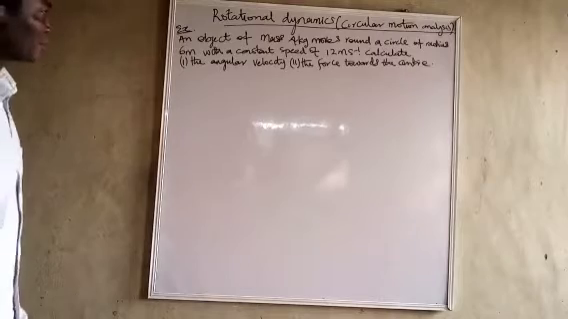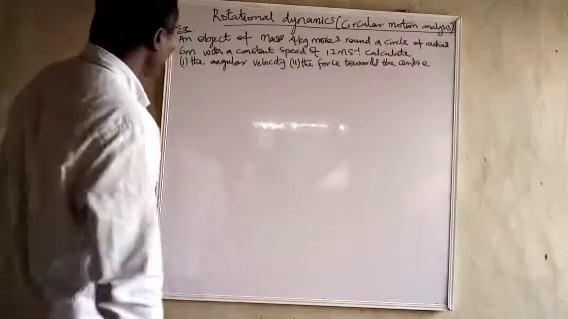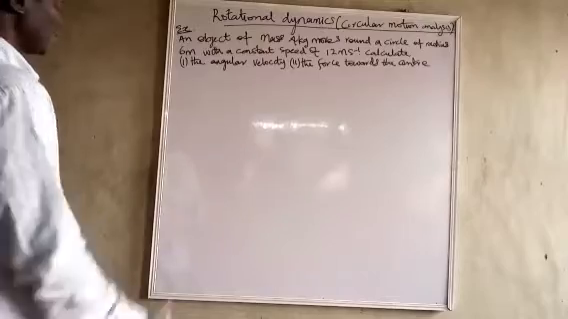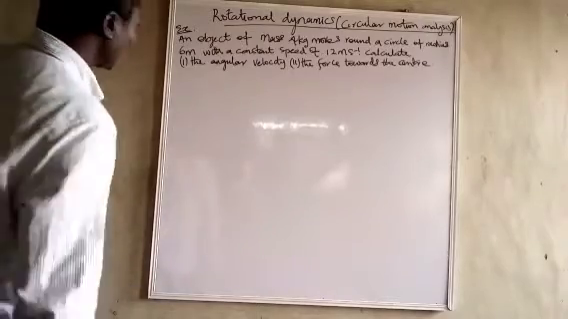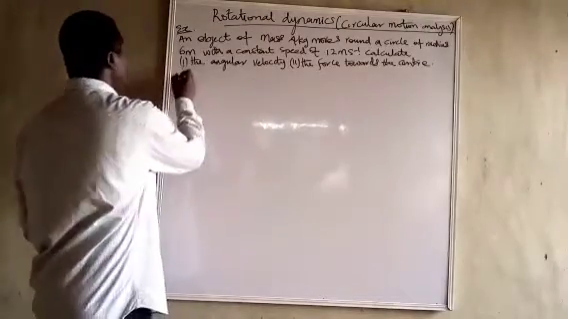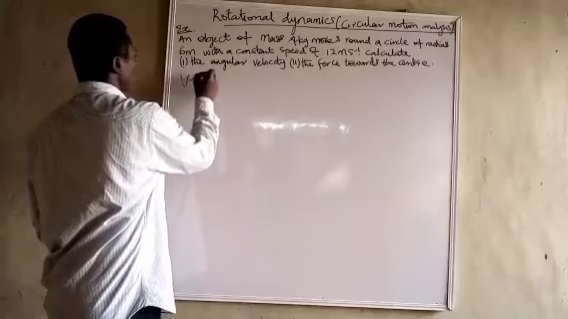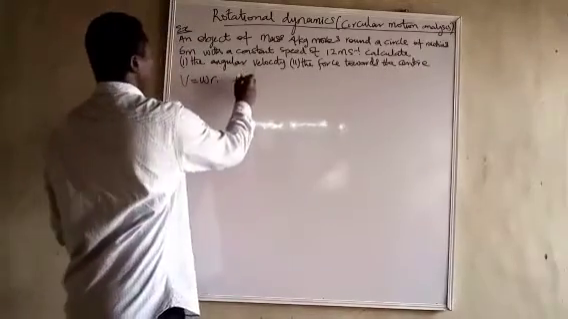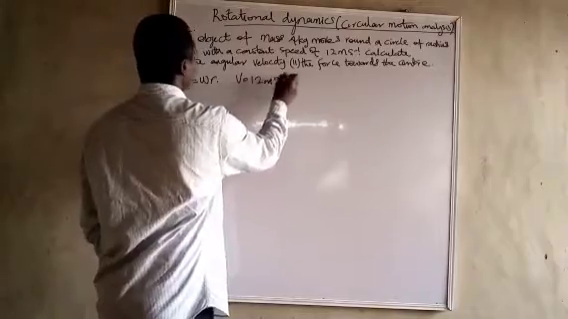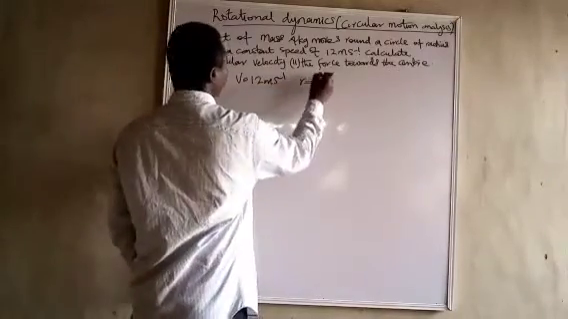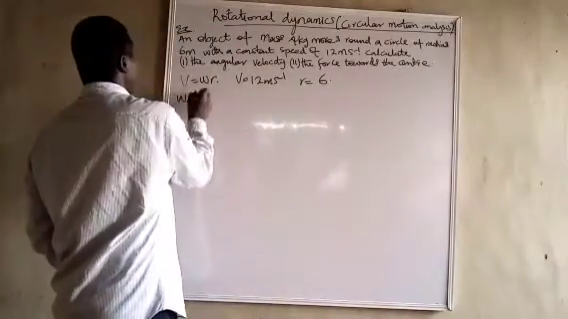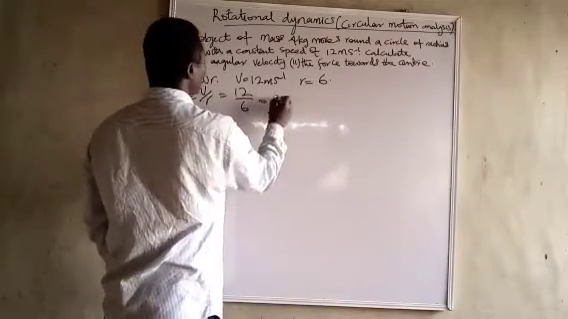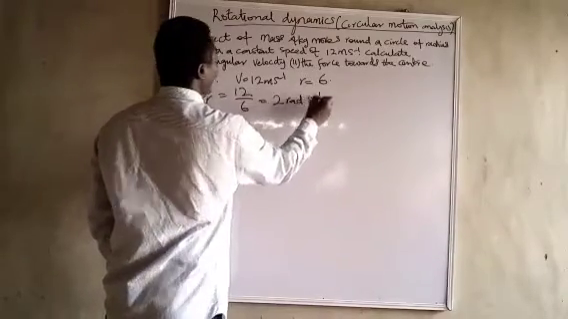Let's handle the first example now. An object of mass 4 kg moves around a circle of radius 6 meters with a constant speed of 12 meters per second. Calculate 1, the angular velocity, 2, the force towards the center. We have said that for circular motion, v equals omega r. And our v in this instance is 12 meters per second. Our radius is equal to 6. So omega will be v over r, which is 12 over 6. That is 2 rad per second.